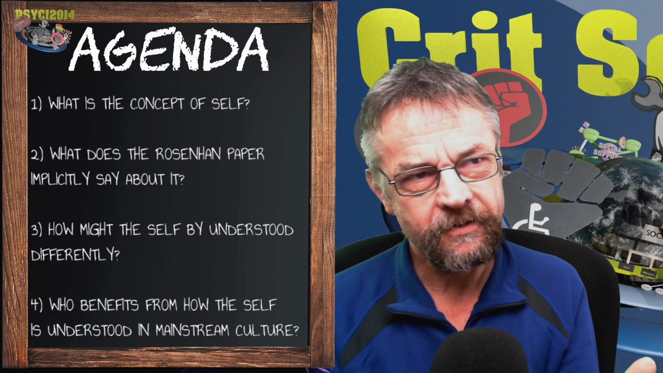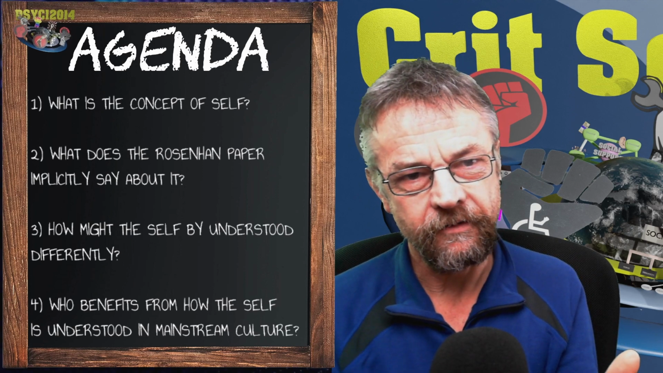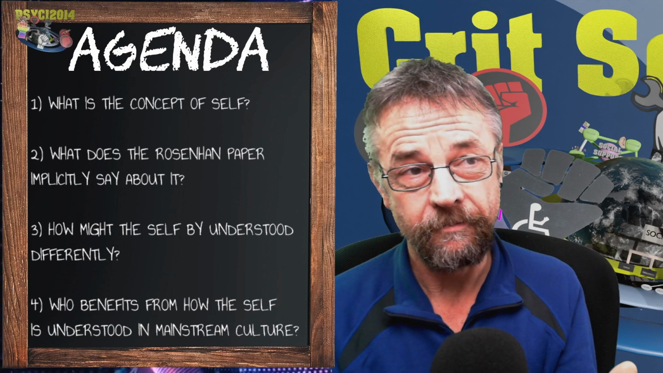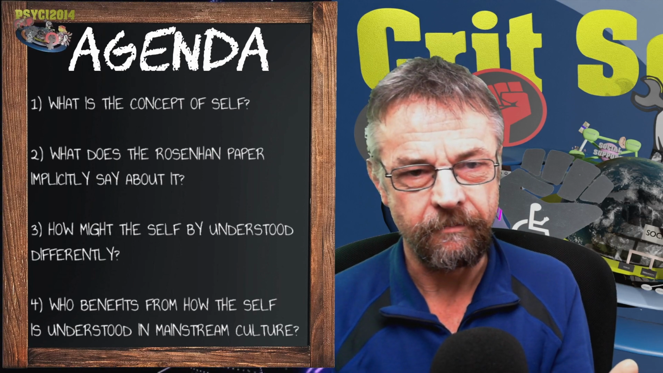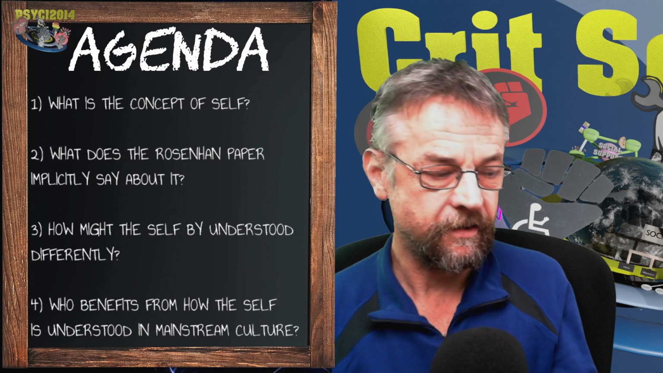So talk about that. How is self understood differently in different cultures compared to ours? And who benefits from how the self is understood in mainstream Australian culture, that white settler culture?